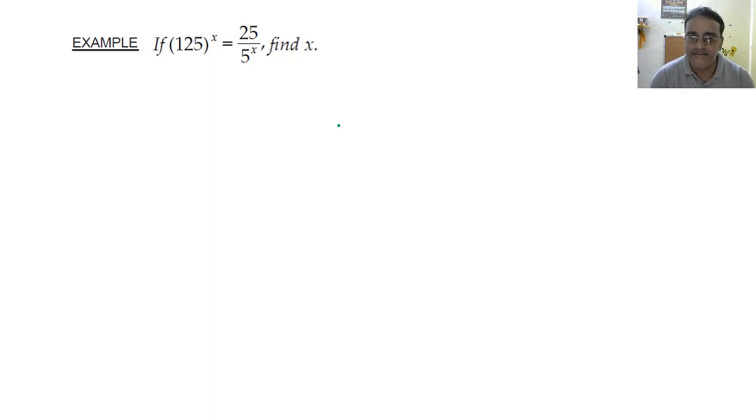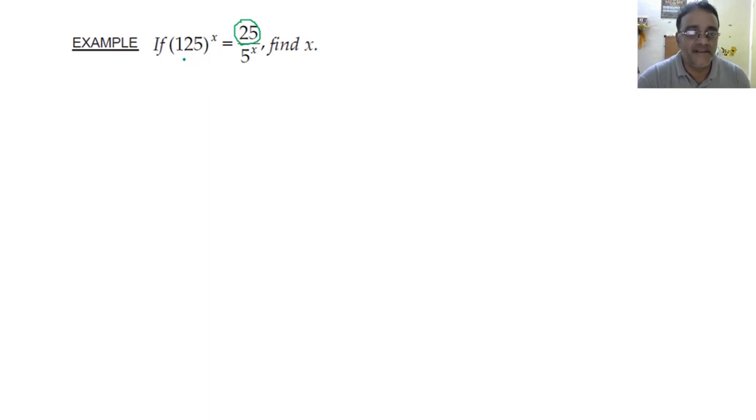Sir, we can write 125 is equal to 5 cube. Yes, 125 you can write as 5 cube, and here also 25 you can write as 5 square, divided by 5 to the power x. That means here the base is the same, 5. So what will we do? On both sides we will keep base 5 only.